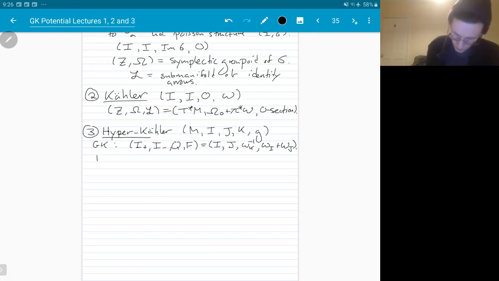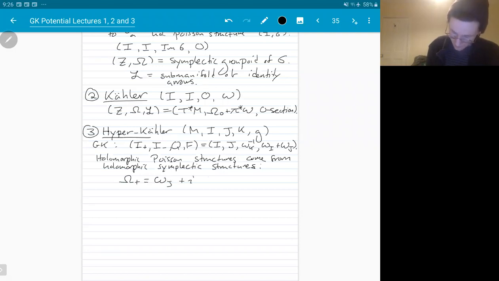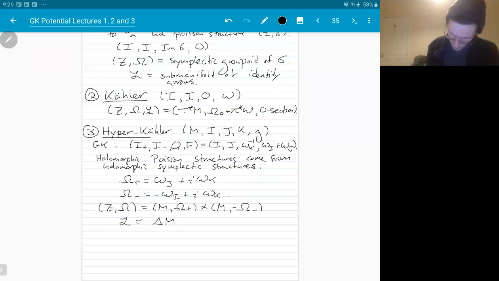And in this case, the holomorphic Poisson structures come from holomorphic symplectic structures. You have one for I plus, and you have one for I minus. Then the Morita equivalence, you take it to be the product of these two holomorphic symplectic structures. And for L, you take the diagonal copy of M.